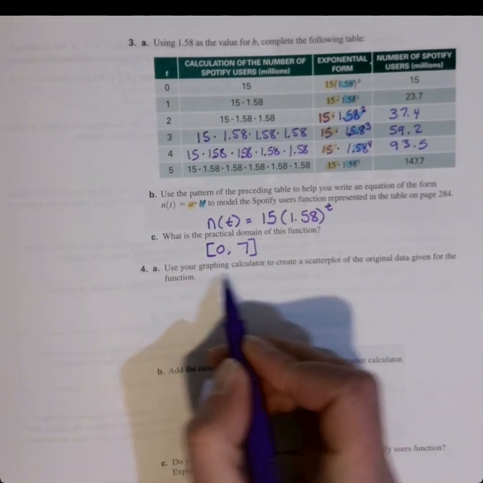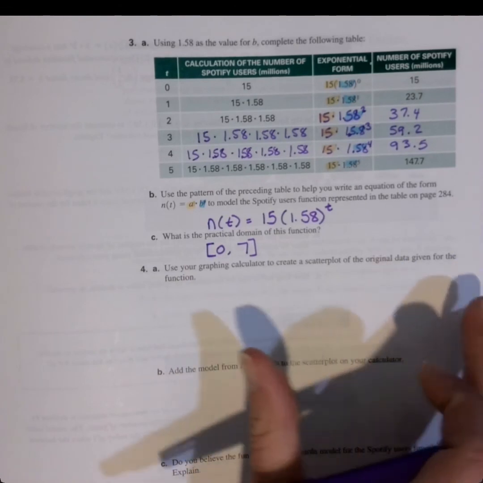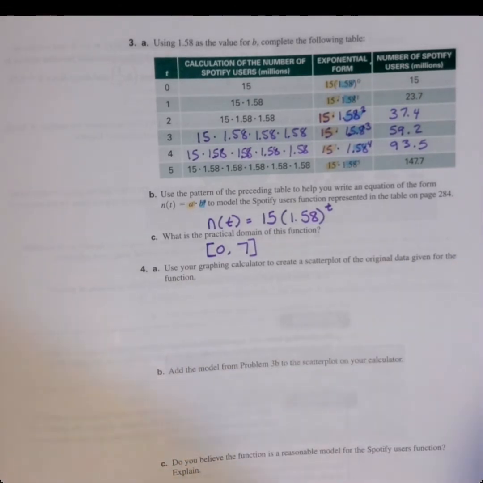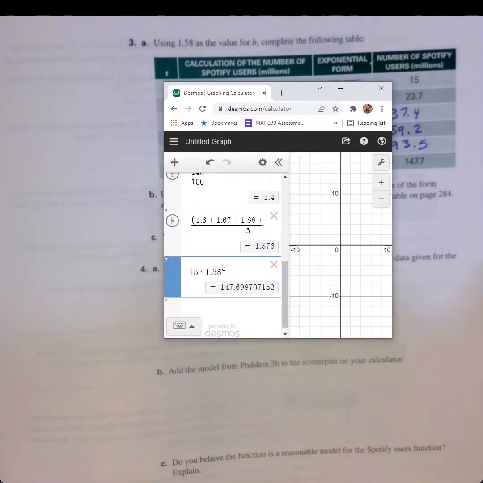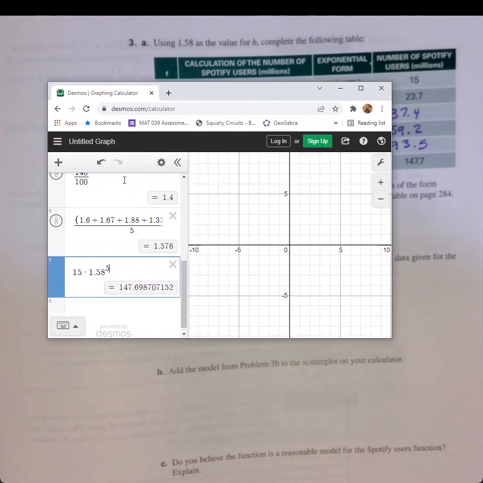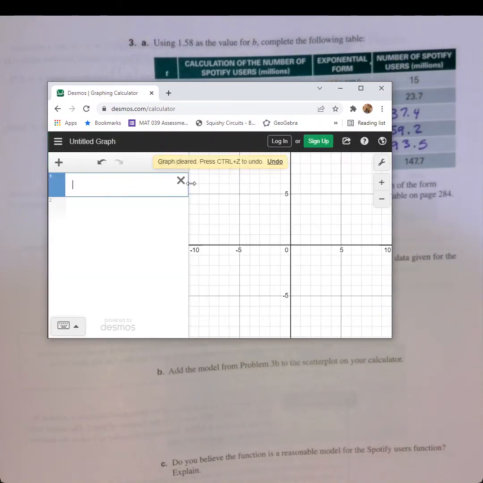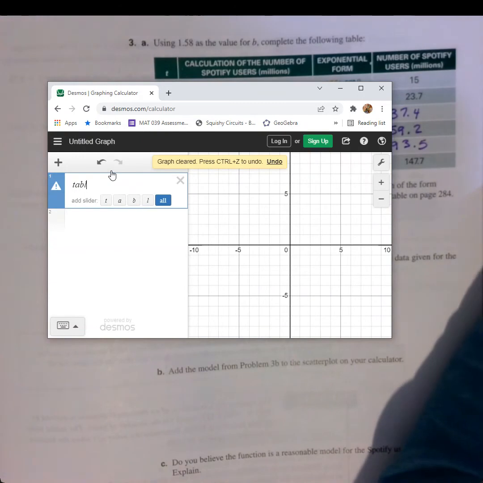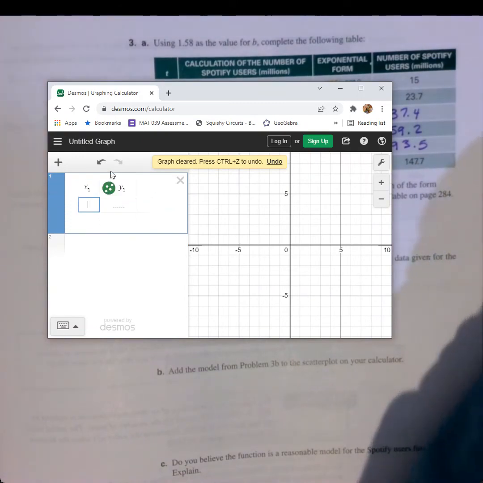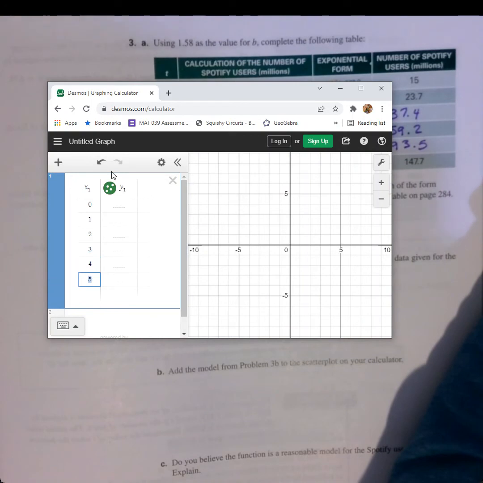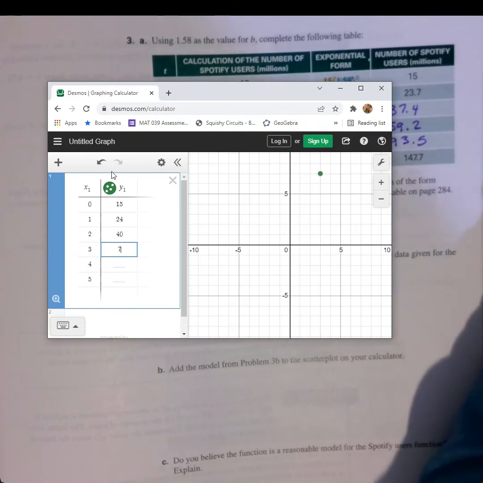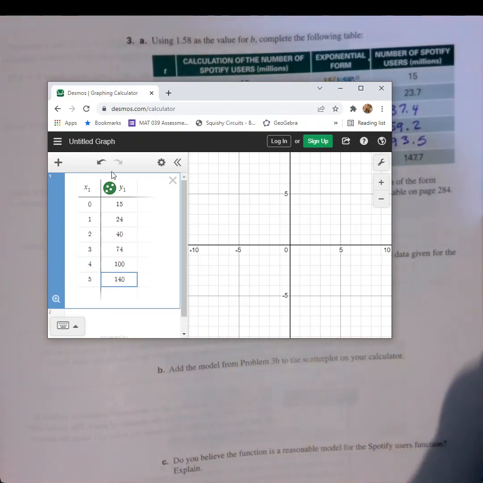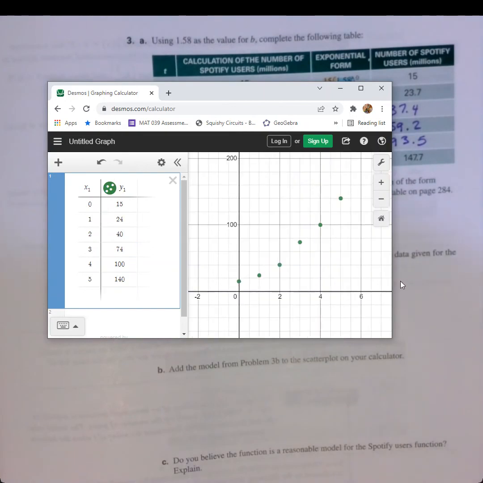All right, so use a calculator to make the scatter plot of this data for the original function. This is just the original data set first. So let me make this bigger again real quick because I'm on a graph. Let me just clear everything and make my table. The table we're typing in here has the 0, 1, 2, 3, 4, 5, and just the original stuff, which was the 15, the 24, the 40, the 75, the 100, and the 140. So let's zoom over on that data.